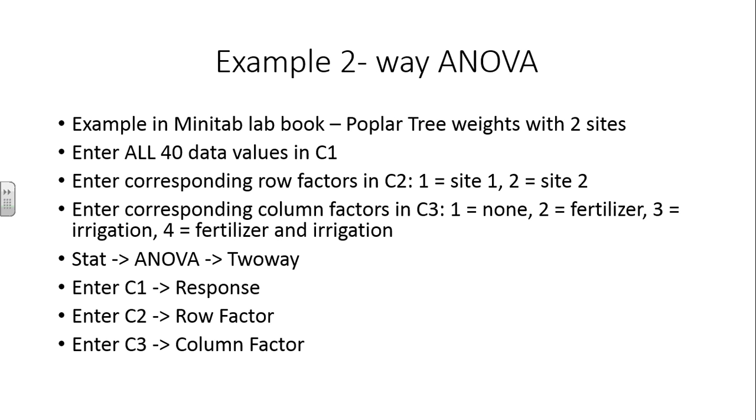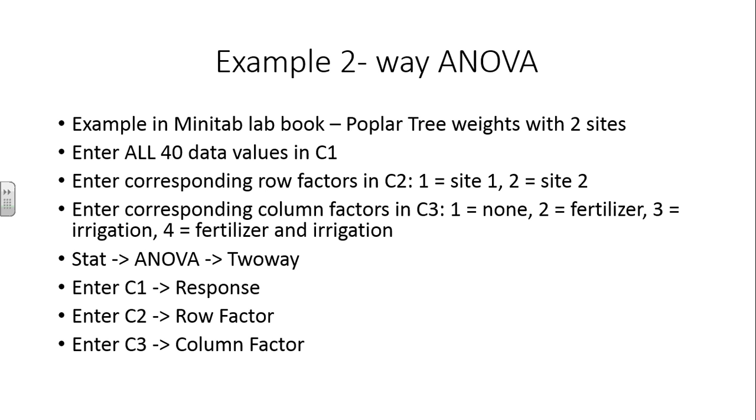So here again, we're going to look at the same example from the Minitab Lab book, but now we're going to categorize our poplar tree weights from 2 different sites. So we still have the same 4 treatments, and now we have 2 different sites. Now this time we're going to enter the data a little differently. We're going to enter all 40 data values into column 1.